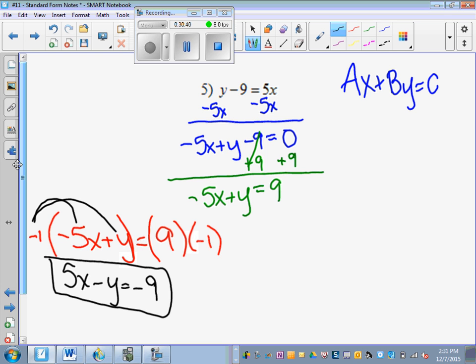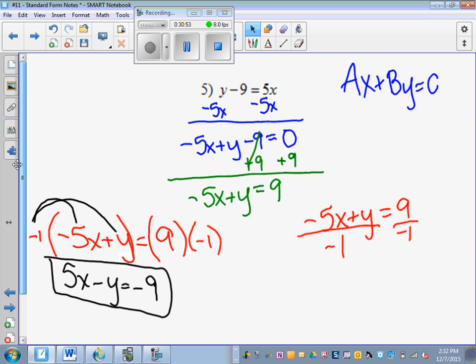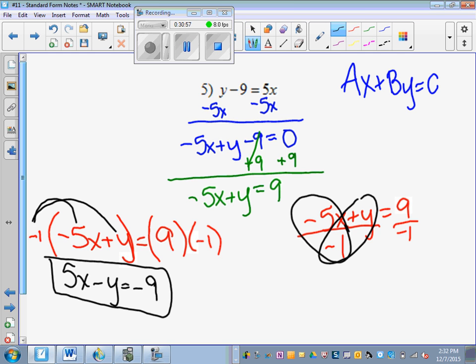If I were to have divided this, let me show you what would happen if we divide it, for those that like to know. -5x plus y equals 9. If I would have divided by -1 on both sides, again, we have to do it to both sides. -5 divided by -1 is positive 5. 1 divided by -1 is -1y. And 9 divided by -1 is -9. You get the same answer either way. It's whichever you prefer.